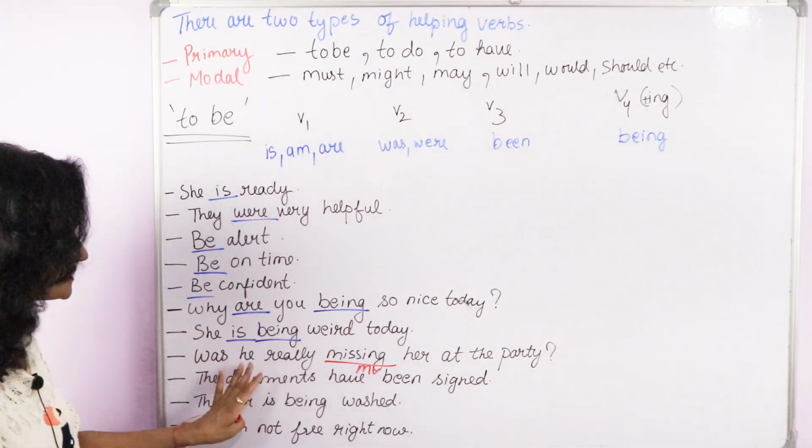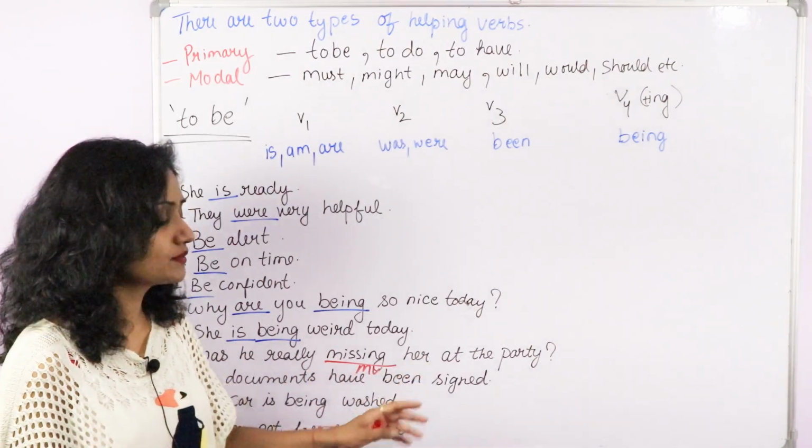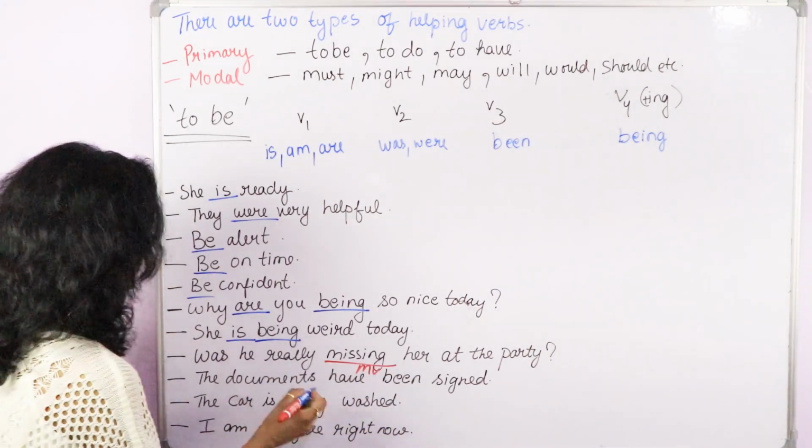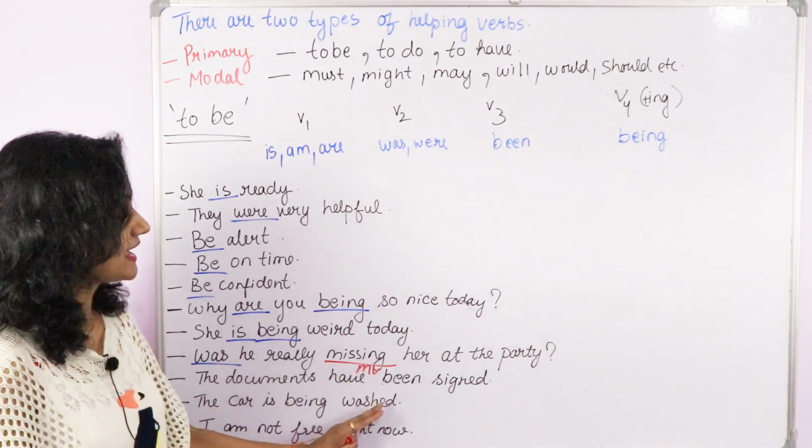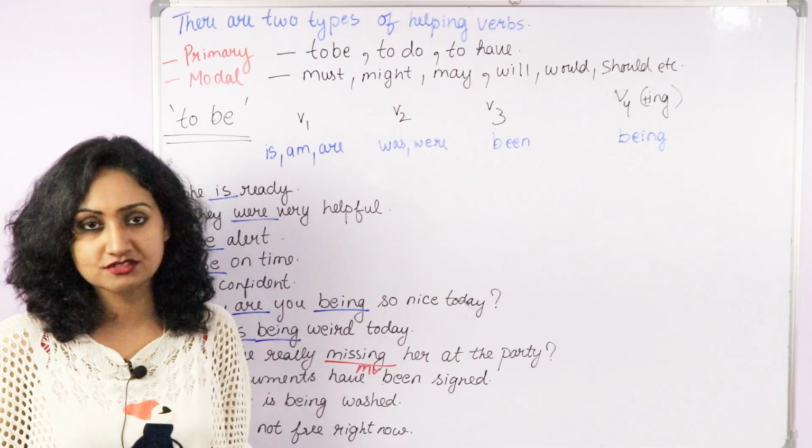So it's an interrogative sentence. Was he really missing her at the party? So was is a helping verb here. The documents have been signed, so it's a passive sentence.